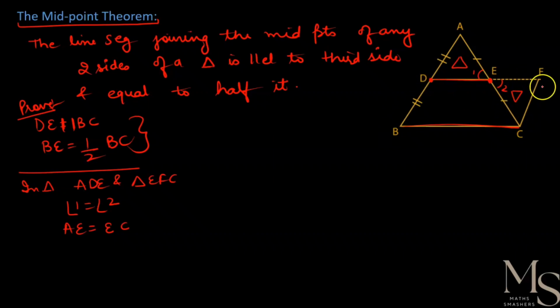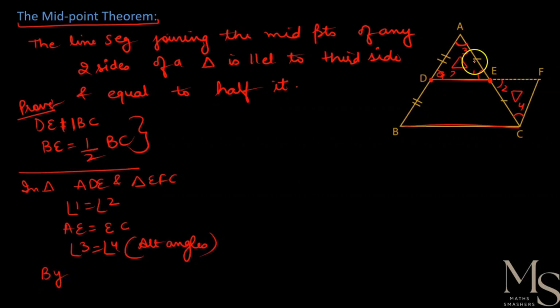If DB is parallel to FC, I can say that this angle 3 is equal to angle 4. These are alternate angles. By which criteria? This is angle side angle. So by angle side angle, triangle ADE is congruent to triangle EFC. They are congruent. So what can I say by CPCT? By CPCT, AD is equal to CF.